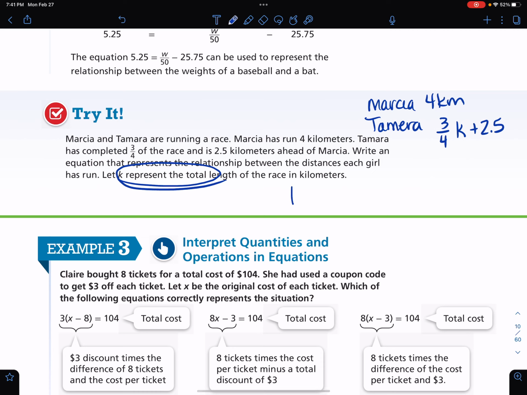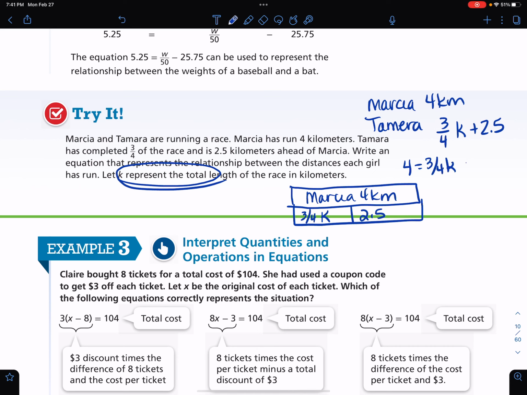So, the only one that we knew was Marcia, 4 kilometers. But it must be equal to Tamara at 3/4 of the race, which they're calling K, plus 2.5. So that means those two things are equal. So you will put 4 equals 3/4 K plus 2.5. And at this point, that is all they are asking us to do. We do not have to solve it. So we're not going to solve it this time.